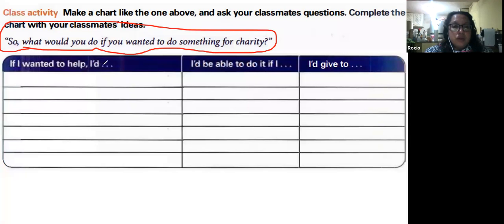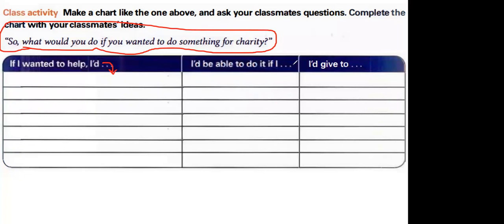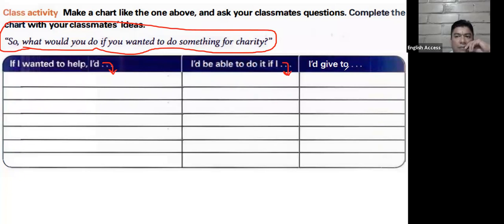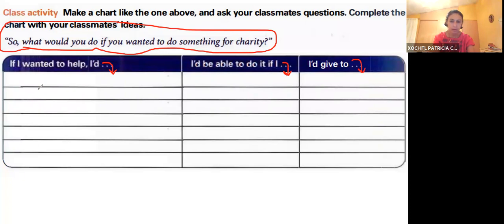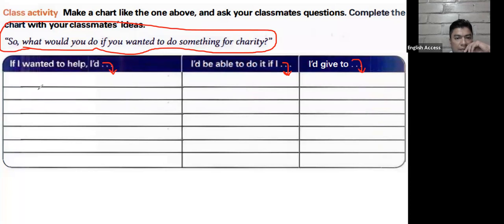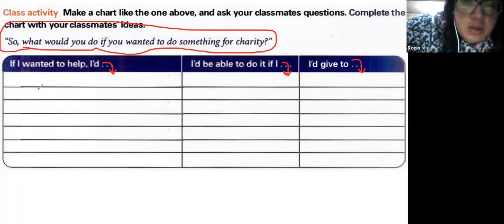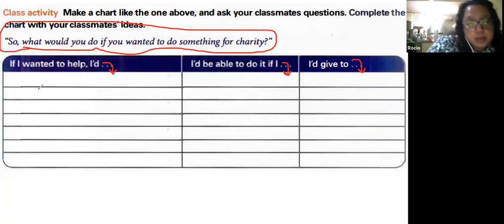If I wanted to help, I'd... be able to do it if I... and I give to... So you have to complete that, okay? Yes? What is the book? Do you want an example? Yes. Okay.